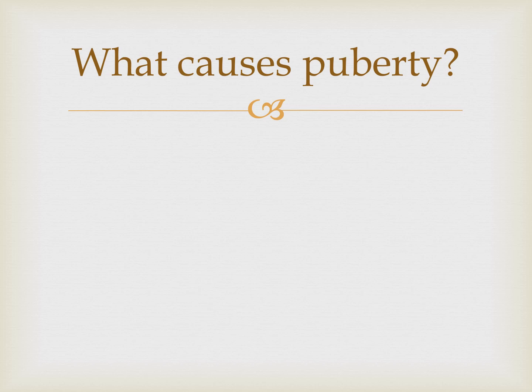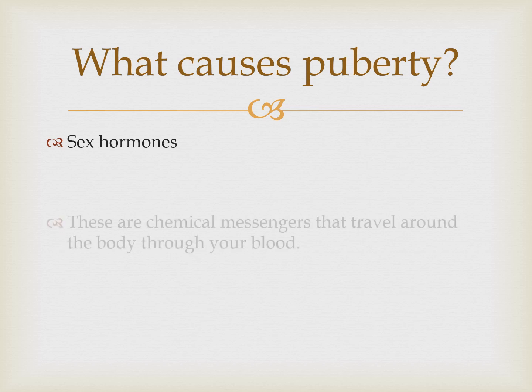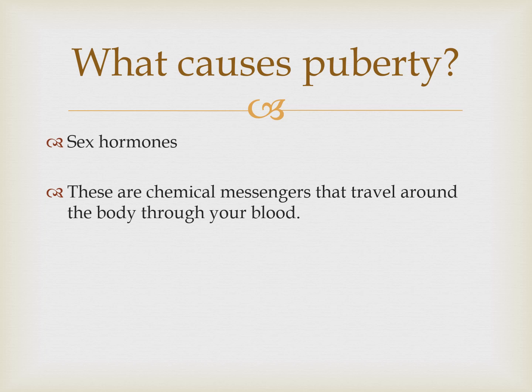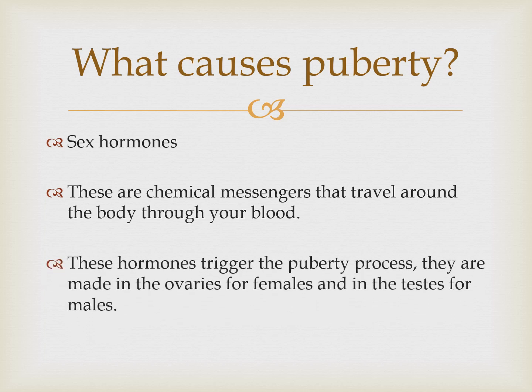So, what causes puberty? Any ideas? Well, puberty is caused by the sex hormones. So I mentioned one of them just before the last slide. So these are what are called chemical messages that travel around the body through your blood. So they're chemical messages inside your bloodstream. Okay, you'll learn more about hormones in GCSE and Key Stage 4, but for now, all you need to know is that the things that are causing puberty are sex hormones, chemical messengers in the blood. Okay, these hormones trigger the puberty process. They're made in the ovaries for females and in the testes for males. So, the female hormones are made in the ovaries and the male hormones are made in the testes.